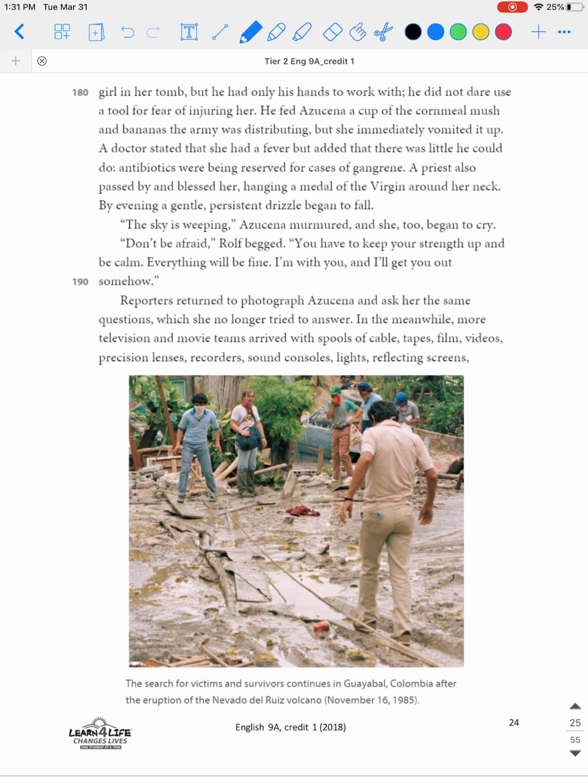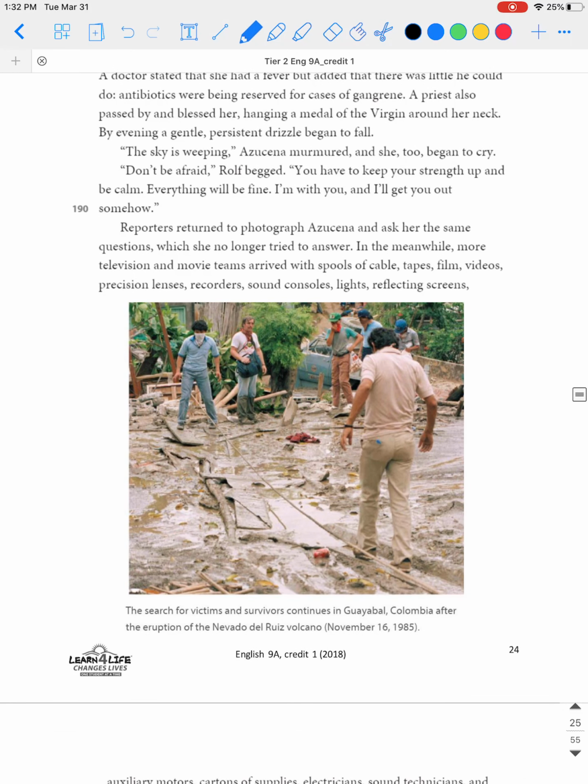By evening, a gentle, persistent drizzle began to fall. "The sky is weeping," Azucena murmured as she, too, began to cry. "Don't be afraid," Rolf begged. "You have to keep your strength up and be calm. Everything will be fine. I'm with you, and I'll get you out somehow."